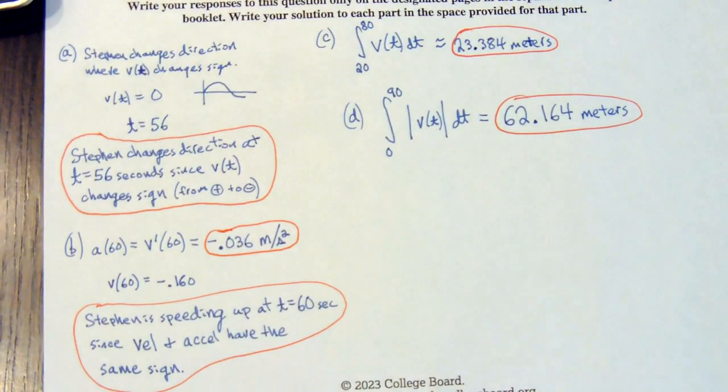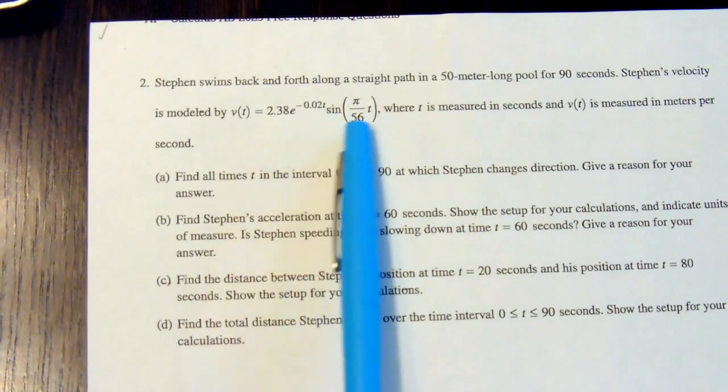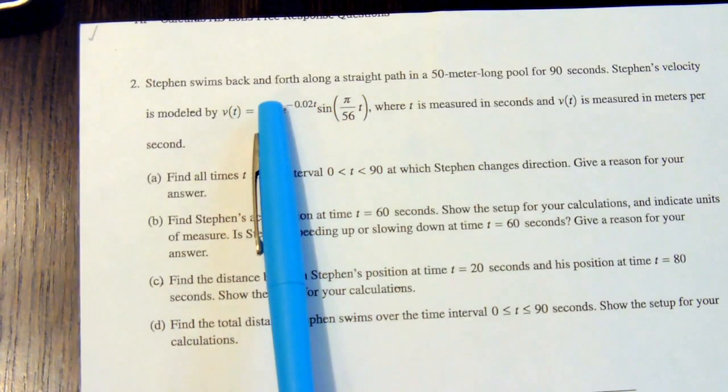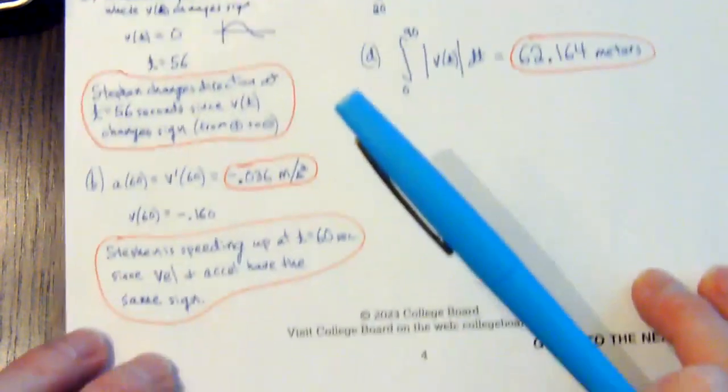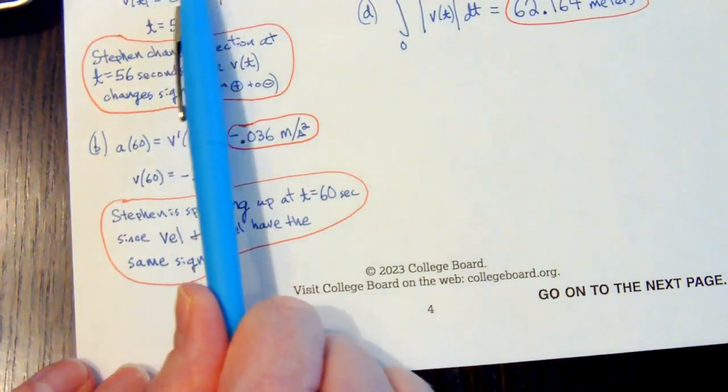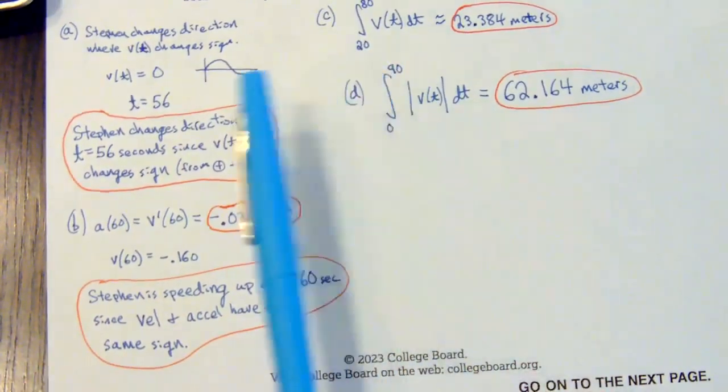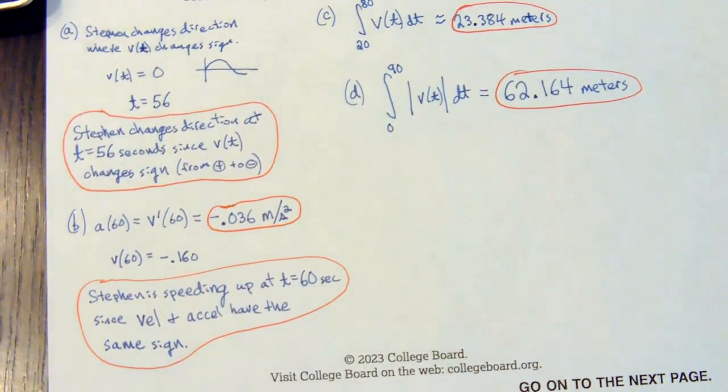Here we have a velocity and acceleration type problem about this dude swimming, and it gives us the velocity function. So I entered that into my calculator and found the times at which he changes direction. We should know something changes direction where the velocity changes sign. That's why I just jotted down right away where the velocity changes sign. That's where we're going to change direction.